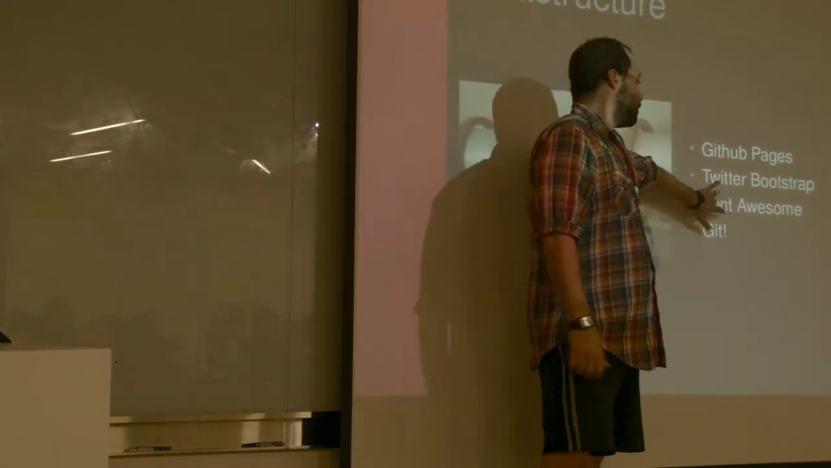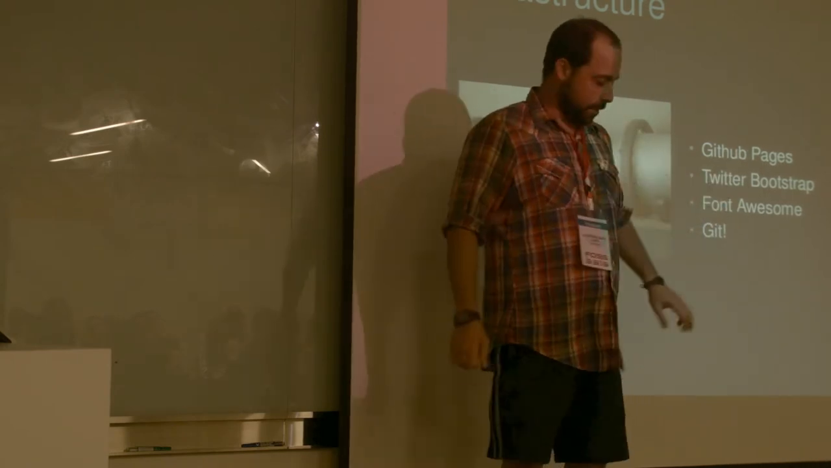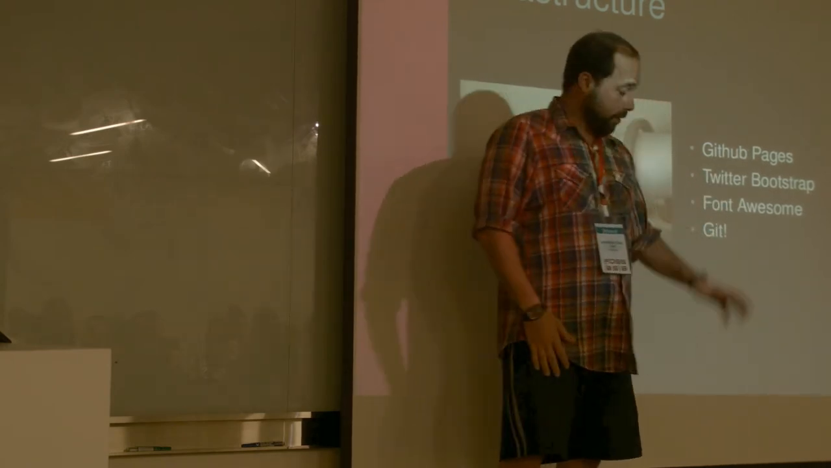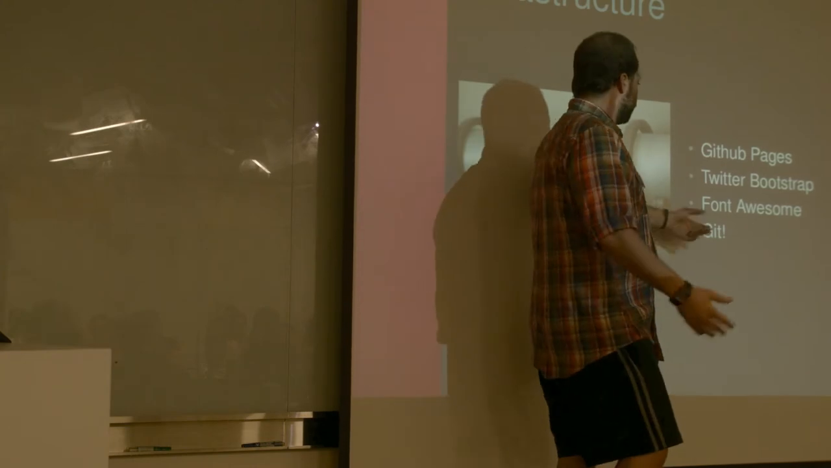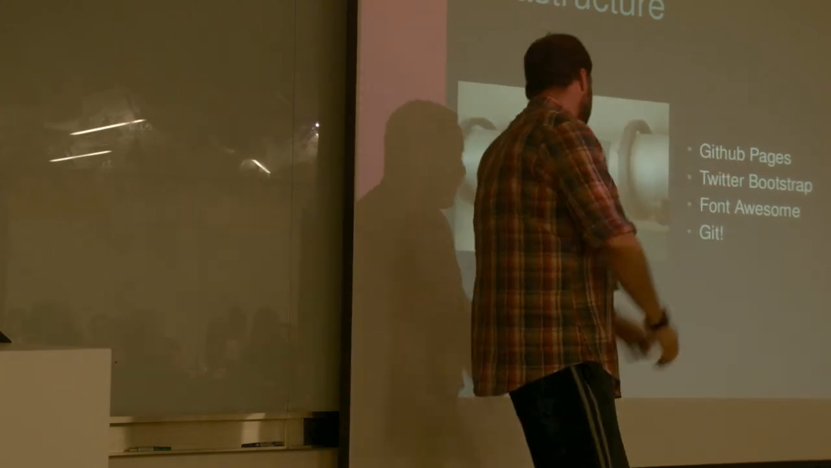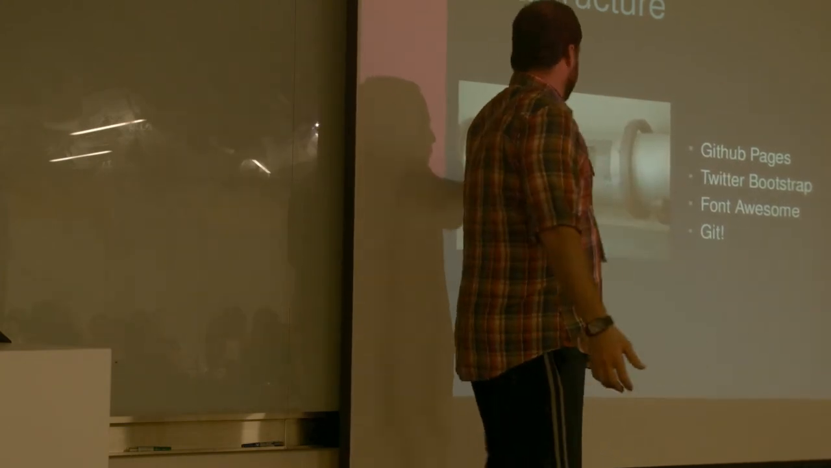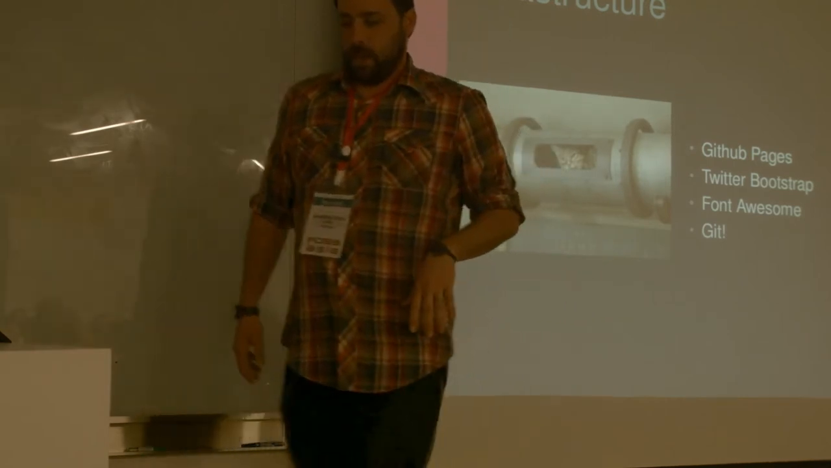So Font Awesome is open, and this is all open source stuff. You can find Font Awesome on GitHub as well. And then of course Git. So Git is what ties all these things together, and we've got a cat in a tube. Let's make you guys laugh.